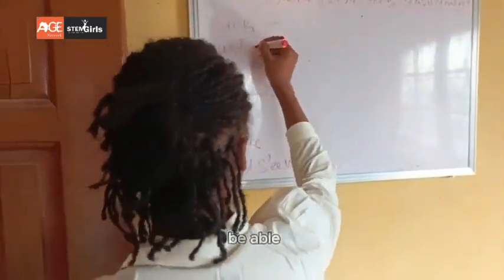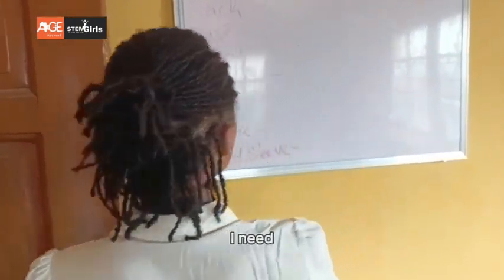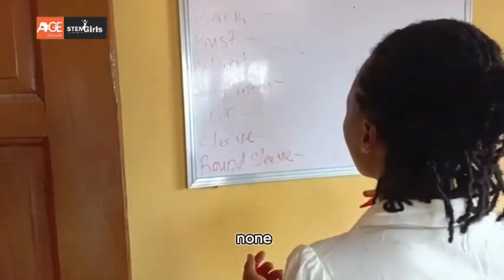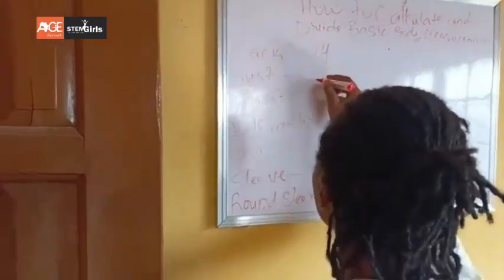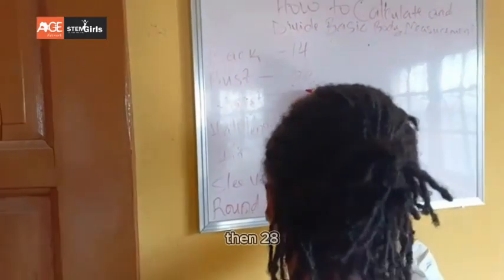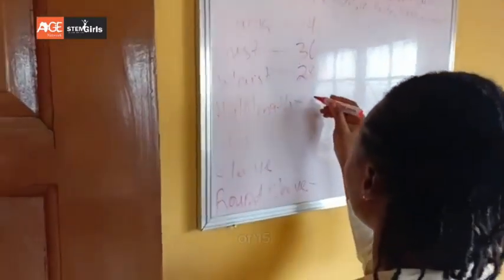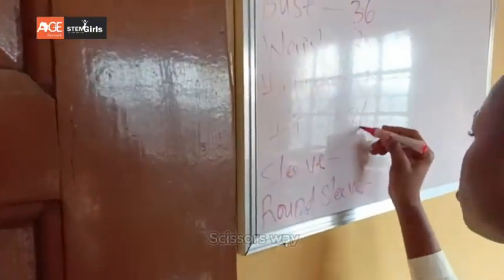Now, for me to be able to make a kind of division or the explanation, I need to pick out a certain number for my measurements. Now, I'll choose 14 for my back, make use of 36 inches for my waist, then 28 for the bust, half length I'll make use of 15. Then for the hips, I'll make use of 36 as well.